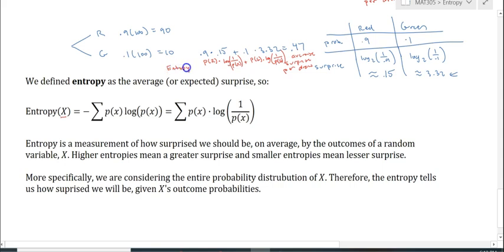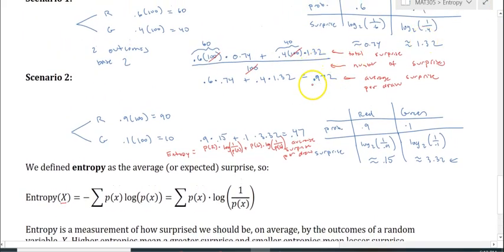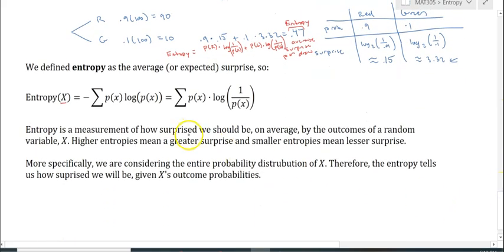So we actually calculated the entropy to be 0.47 in scenario 2, and the entropy in scenario 1 was 0.972. And that's all entropy is. It's the average surprise per outcome, given our probability distribution. So this is the actual formula, and it looks crazy, but it emerges naturally through what we just developed.